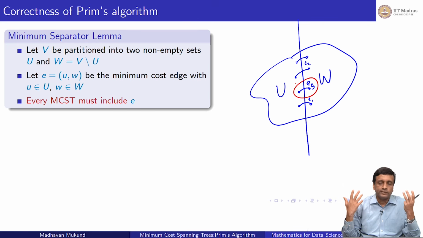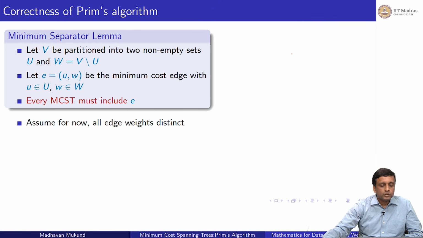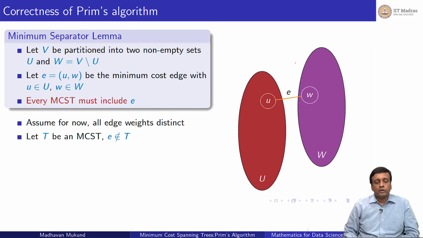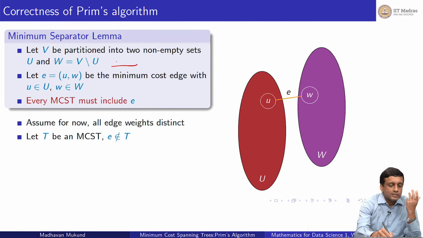So let's see why this is true. As I said, let's assume for now that all the edge weights in our graph are different from each other. Okay, it just simplifies the argument a little bit. So this is the situation we are looking at. So we have a tree, and then this says for every partition, right. So this is a universal property.